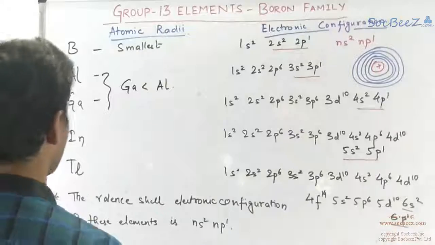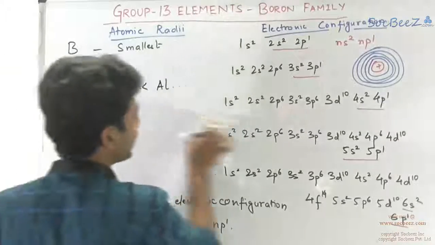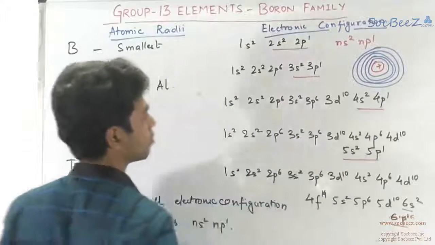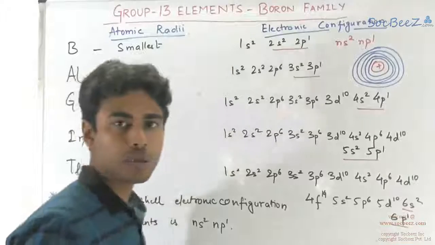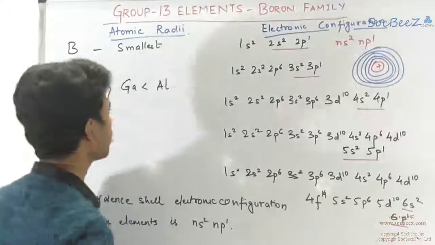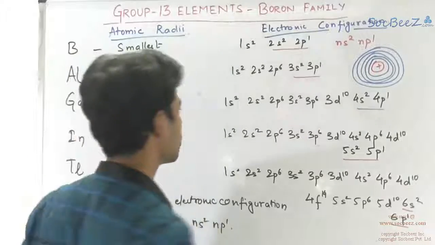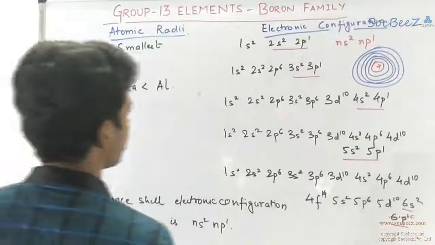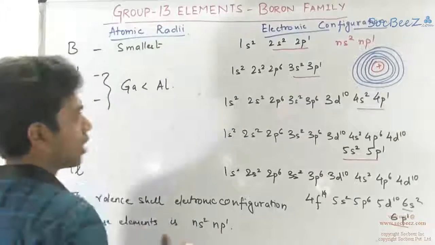Now why is it so? Why is it that despite having more orbitals, the atomic radius for gallium is less than aluminium? It is quite amazing. The answer to this is the electronic configuration of aluminium and gallium.